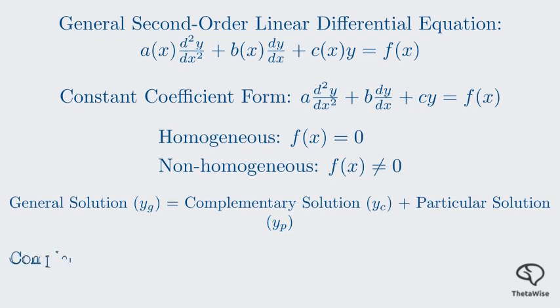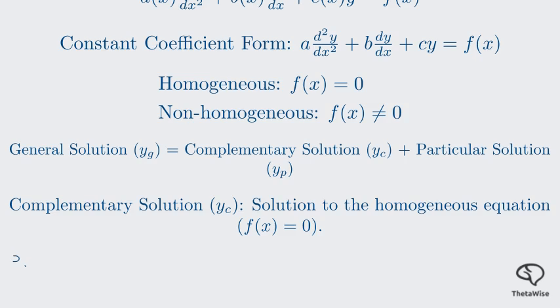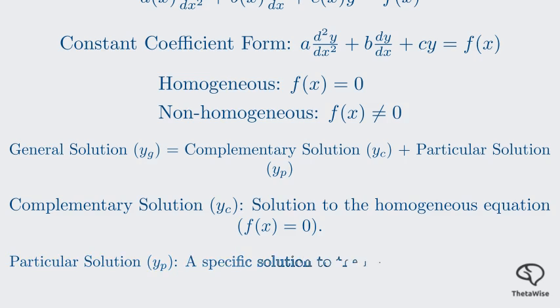The complementary solution, yc, is what you get when you solve the homogeneous version of the equation, meaning you set the right side, f(x), to 0. This is a crucial first step for every problem. The particular solution, yp, is any specific solution that makes the non-homogeneous equation true. We find this part by making a guess based on the form of f(x) and solving for its coefficients.